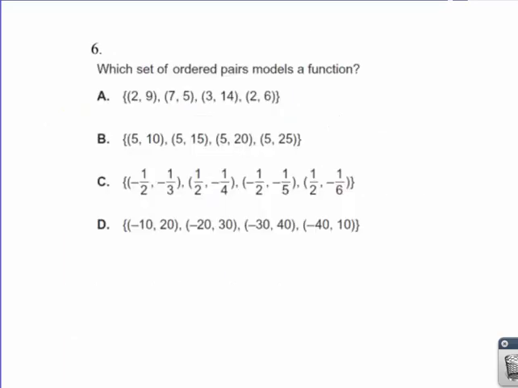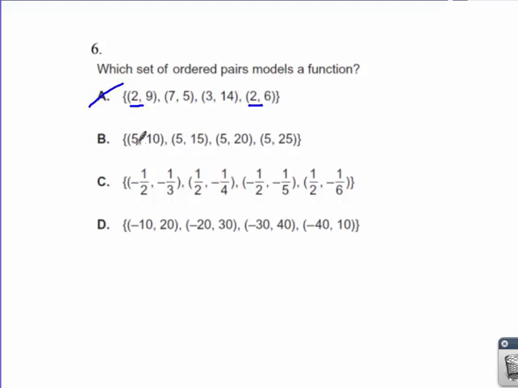Now we're talking about functions. And we know in a function, the key is the X value in the coordinate. Okay, so it has to be unique. So it says, which set of ordered pairs models a function? So when we look at this one right here, we've got 2, 7, 3. Uh-oh, here's a 2. So those 2's right there rule that one out. So we've got 5, 5.